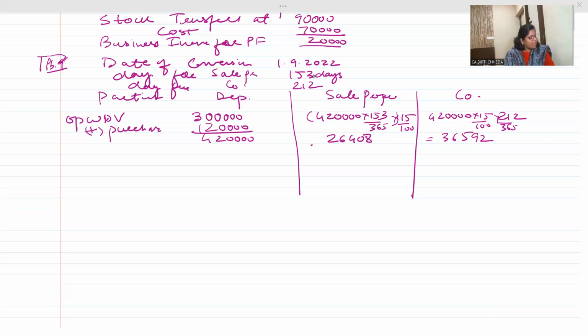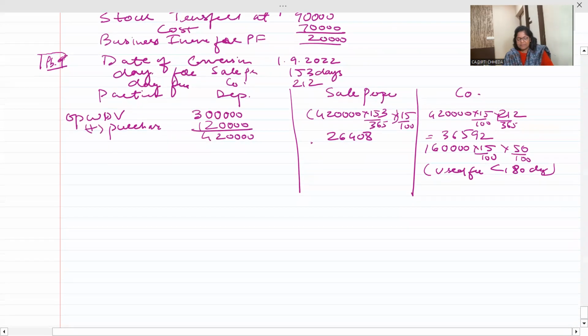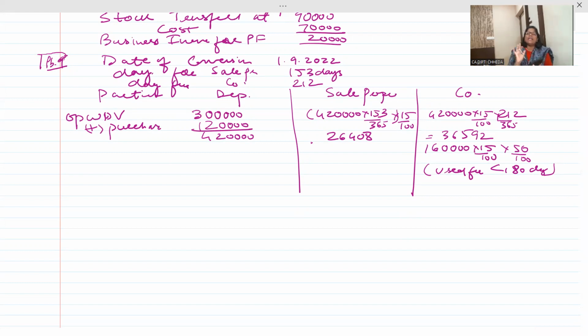Chalo, now look, they have purchased one machinery here. 1,60,000 into 15%. Why 50% of this? Used for less than 180 days. You remember in income tax, if the asset is used for less than 180 days, then 50% depreciation, otherwise full. Ma'am, why are you not calculating 3 months depreciation? In income tax, depreciation is charged full or half. But after charging full or half, between the two entities, it is divided based on number of days.